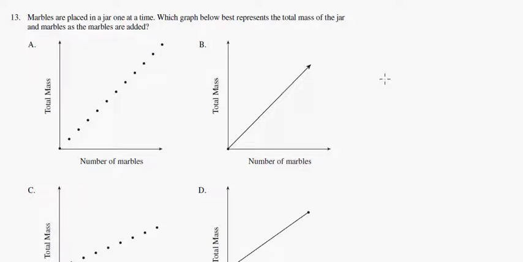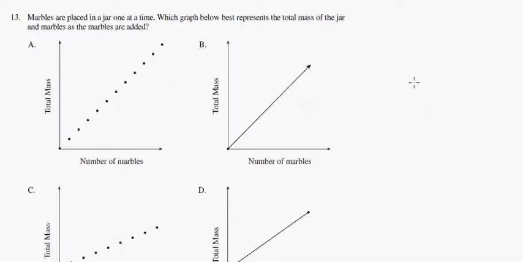Alright, question 13 for Practice Provincial B. This marks the first question where you can actually use a calculator. However, this question probably doesn't actually require one. Alright, so 13 tells us marbles are placed in the jar one at a time. Which graph below best represents the total mass of the jar and marbles as the marbles are added?